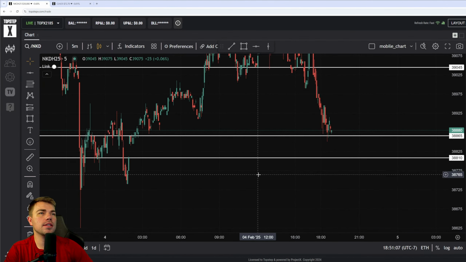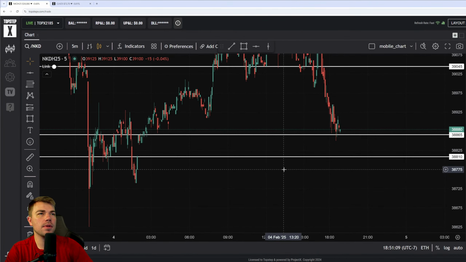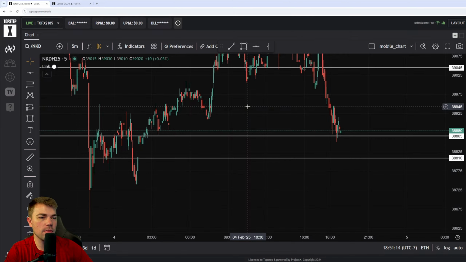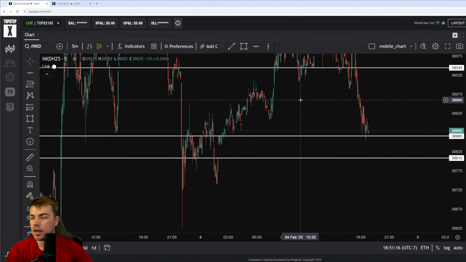Dakota, do you ever use trailing stops? I would manually trail my stop depending on the situation. If I'm in multiple contracts, yes, I will close maybe 1 or 2 out in profit, and then I would trail the stops.